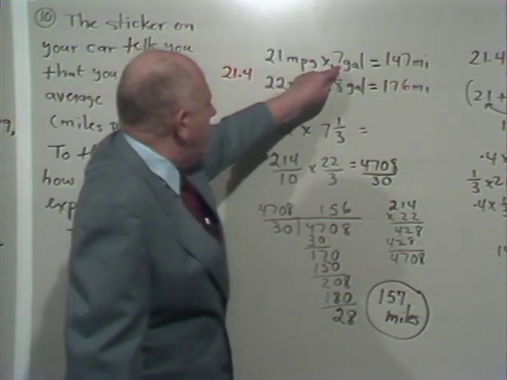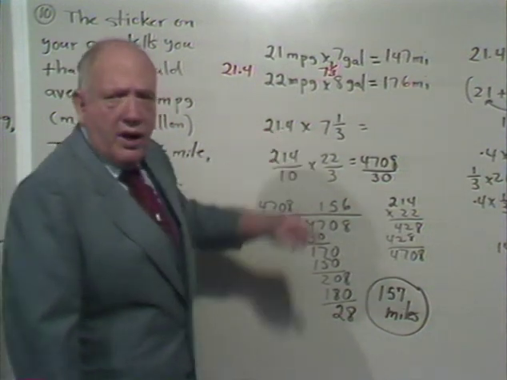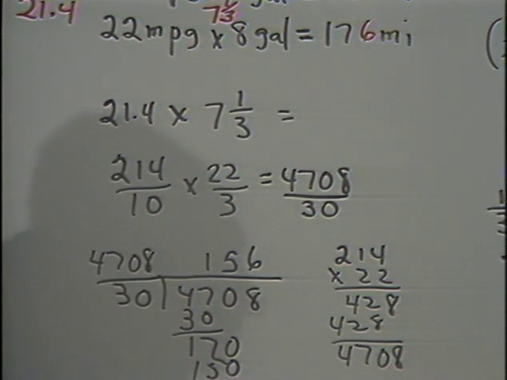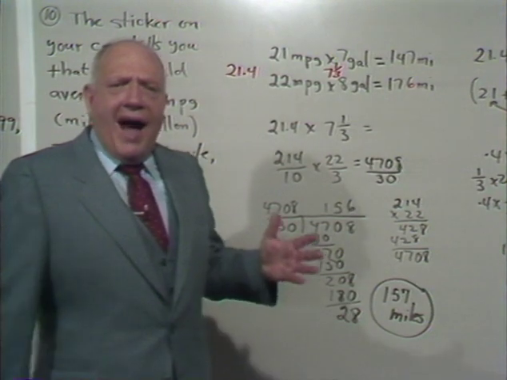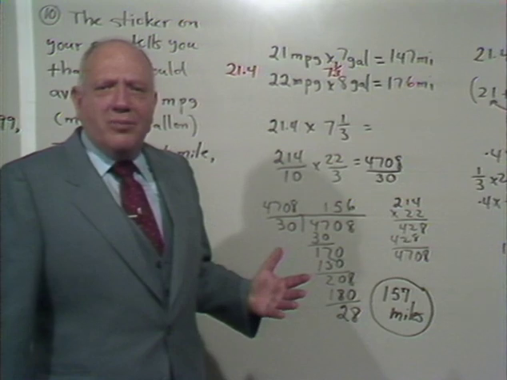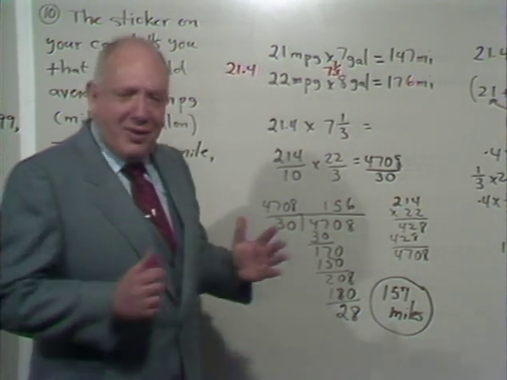Instead of 21 times 7 or 22 times 8, it's going to be 21.4 times 7 1/3. Now, there's lots of ways I can do this problem. The way I prefer to do it is to emphasize our second language technique. Since I feel comfortable with common fractions, and I'm not going to use my calculator because I don't want you using yours yet, I'm going to do the problem in a way that makes me the most comfortable.